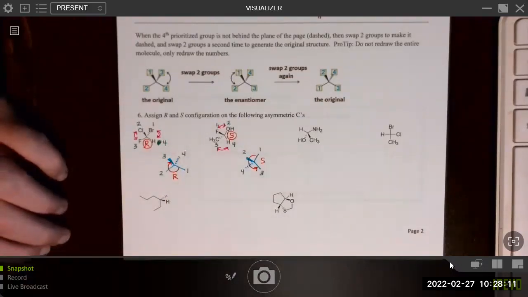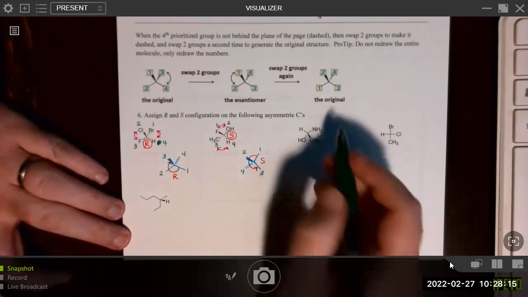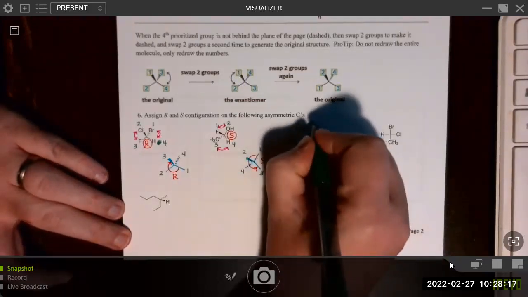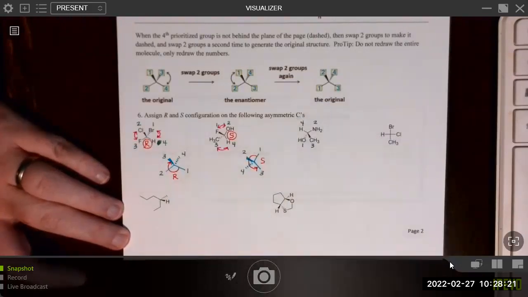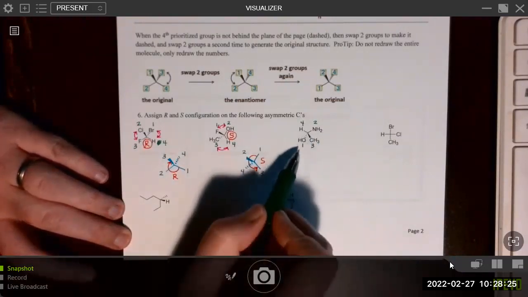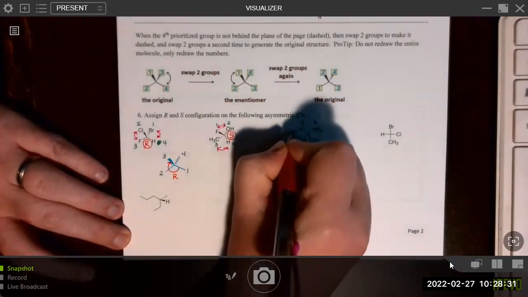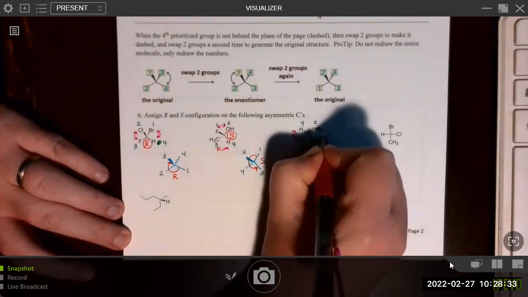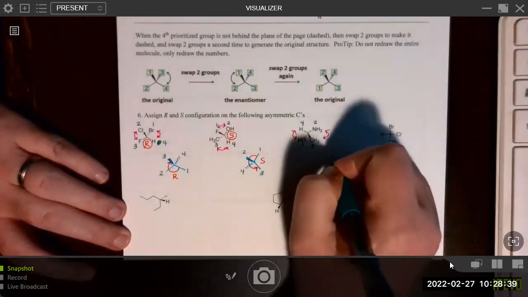All right, moving on to the next one, let's look at priorities. Oxygen has the highest atomic number, followed by nitrogen, followed by carbon, followed by hydrogen. Right now, our first priority group is pointed back, but we want the fourth priority group to be pointed back. So we'll switch those two and simultaneously switch the other two as well. Go ahead and redraw it.